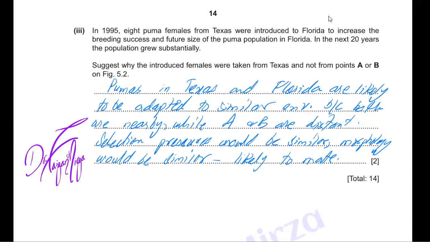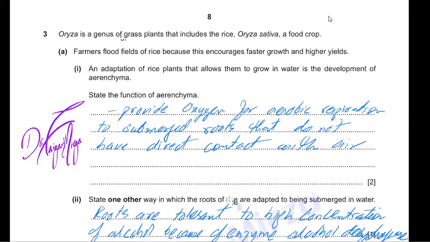In the next 20 years, the population grew substantially. Suggest why the introduced females were taken from Texas and not from A and B. We know pumas in Texas and Florida are likely to be adapted to similar environments because they are pretty close, they are nearby. Whereas points A and B on the map are pretty distant from Florida. The selection pressure would not be very similar in those regions, but in Florida and Texas the selection pressure would be very similar. So morphology would be similar, and they would be likely to successfully breed and mate. And that's actually what happened, because they say that this was a success.